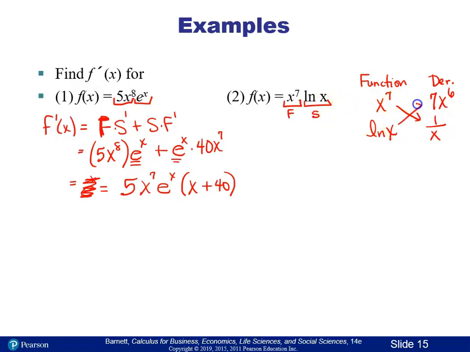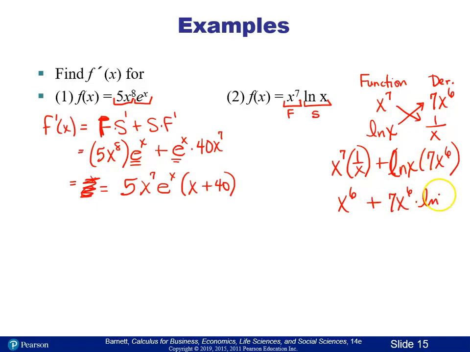All right, we're going to crisscross here. So we'll do the first times the derivative of the second plus the second, which is natural log of x, times the derivative of the first. When I multiply these together, I'm going to get x to the 6th, and then here, there's really not much I can do. I'll just rewrite it like this, and that's going to be our final answer. If you wanted to take out an x to the 6th, since we do have that in common, you could write it like this.